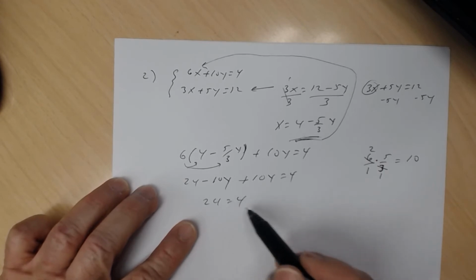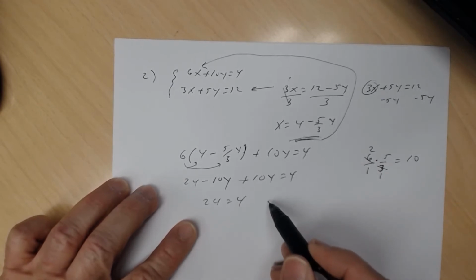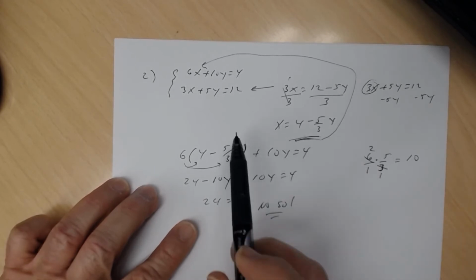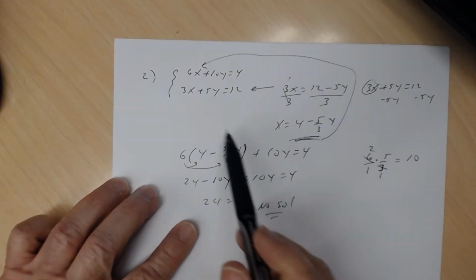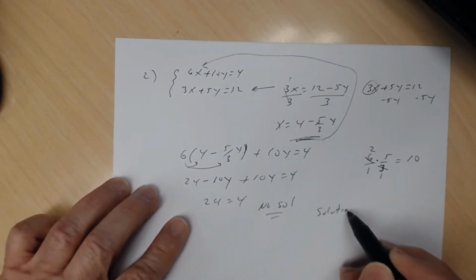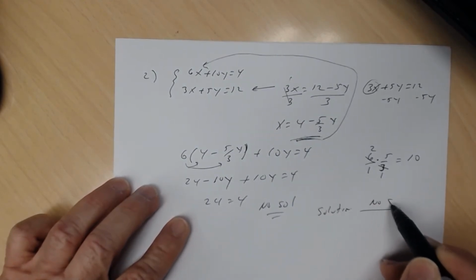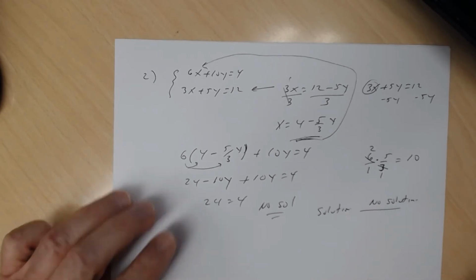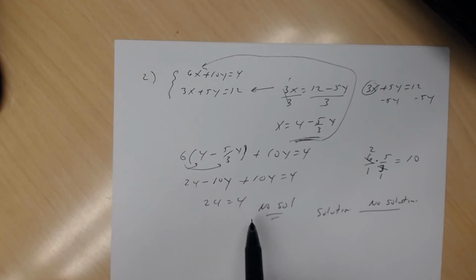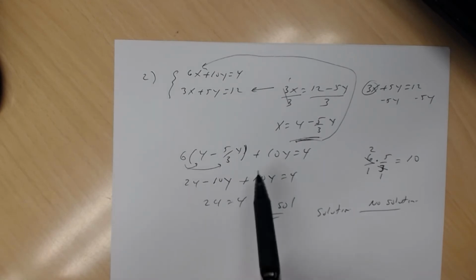It's not a true statement. So that means there's no solution. This equation has no solution, or this system has no solution. So you would say no solution. The variable y canceled out, and you get 24 equals 4, which is a false statement, so there's no solution.